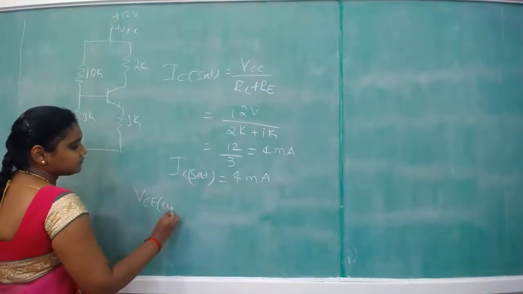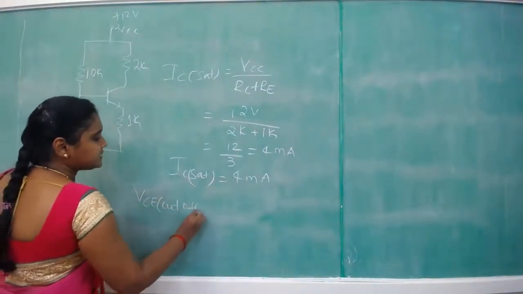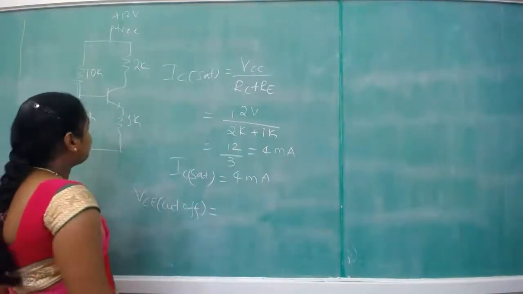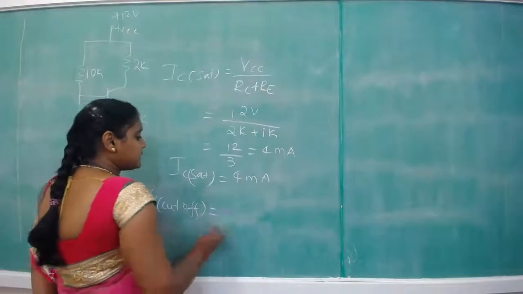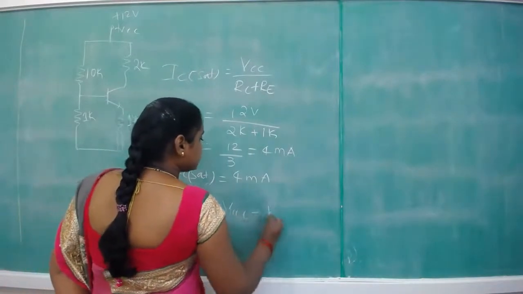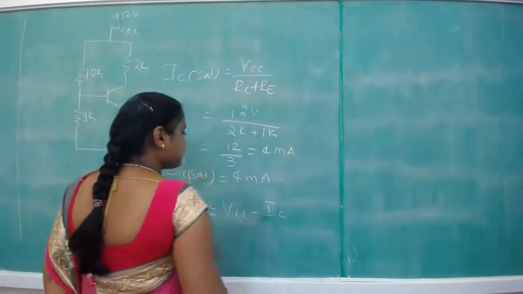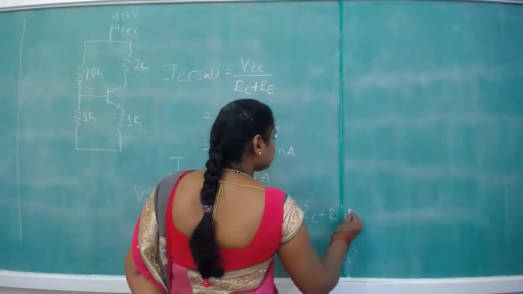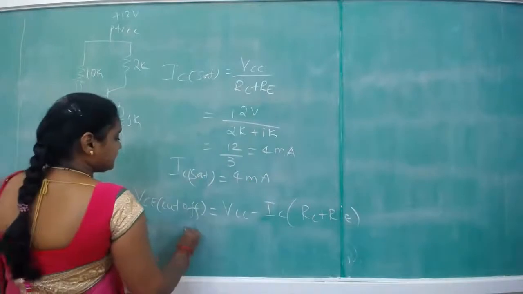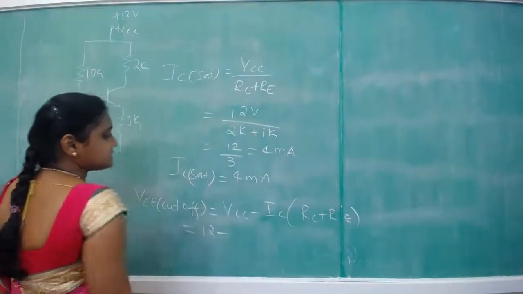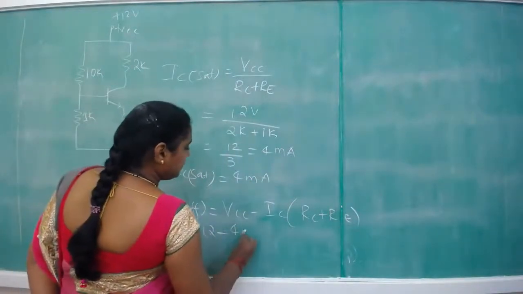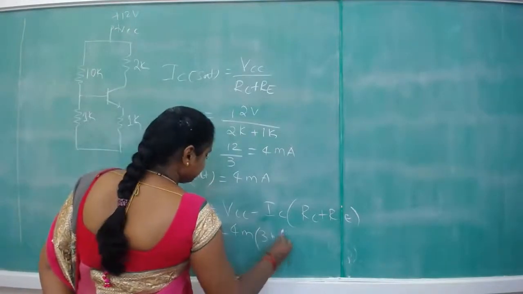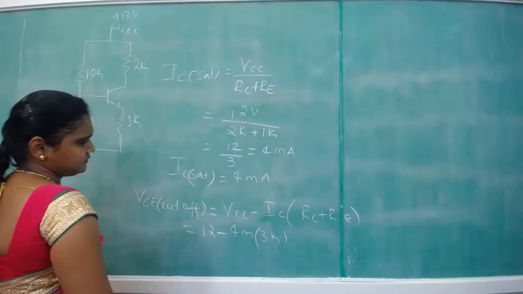VCE cutoff. They are asking for the two endpoints, and the two endpoints are given by IC saturation and VCE cutoff. Now, what is the expression? VCC minus IC into RC plus RE. 12 minus 4 milli into 3K. Oh, sorry.